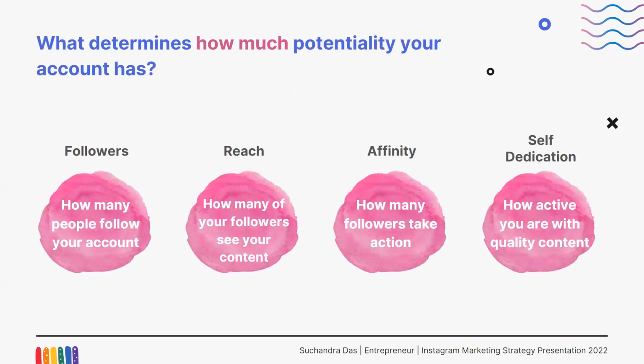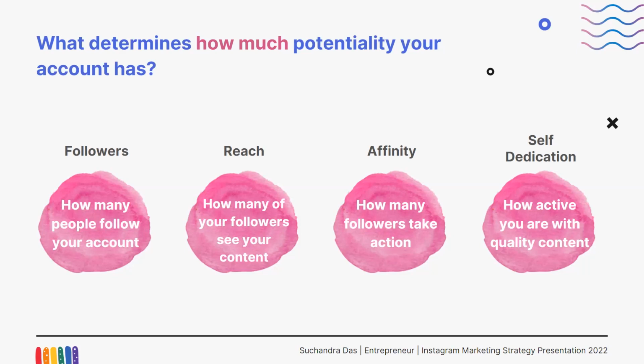So what determines how much potential your account has? There are four points. First is followers. How many people follow your account? Of course, reach. How many of your followers see your content? Because suppose I have 10,000 followers, and from those only 20 or 30 people like my photo or interact with me. That particular profile does not have any kind of potential.